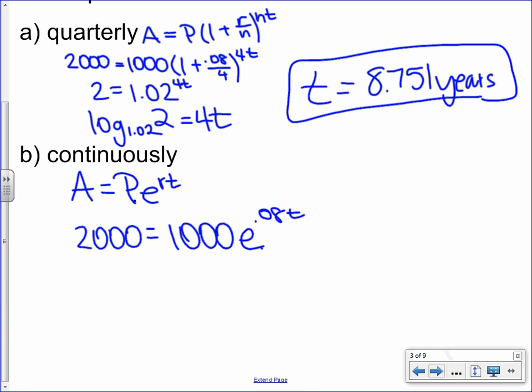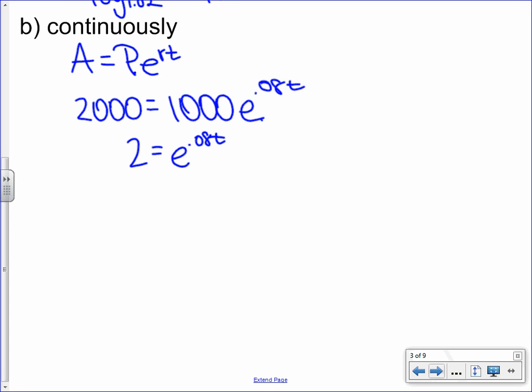So to solve this equation, first step, divide by 1,000. Now what can we do? We're going to rewrite it. Since this is base e, we have log base e, or natural log of 2 equals 0.08t.